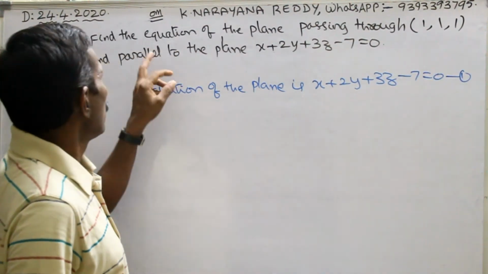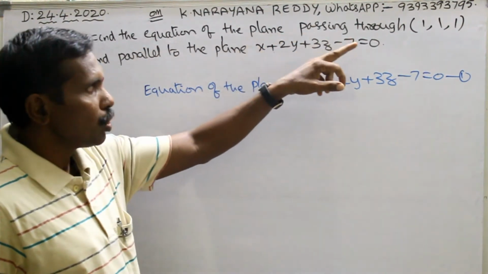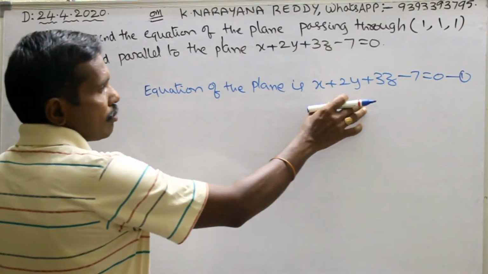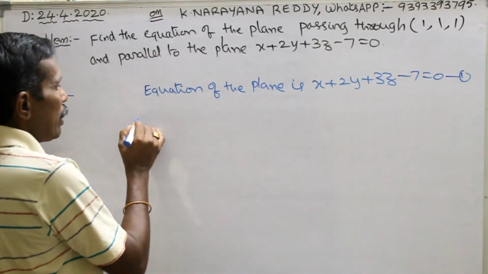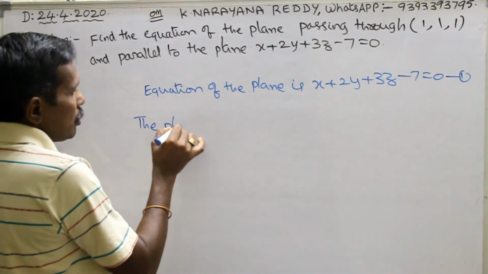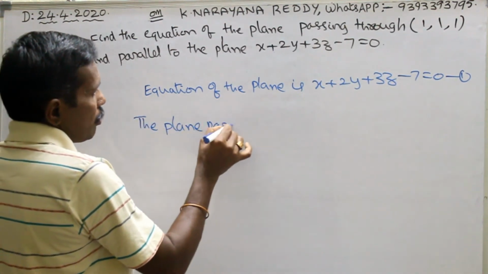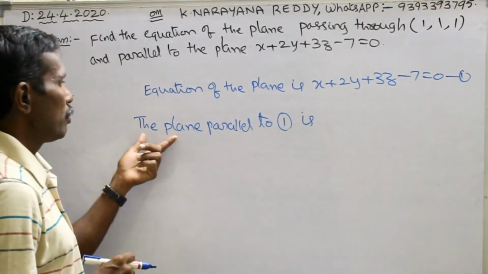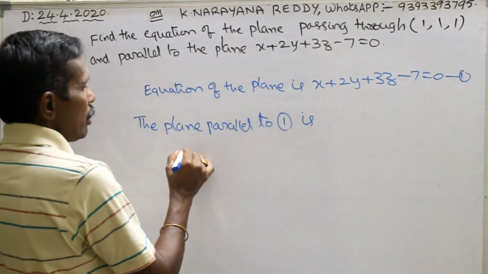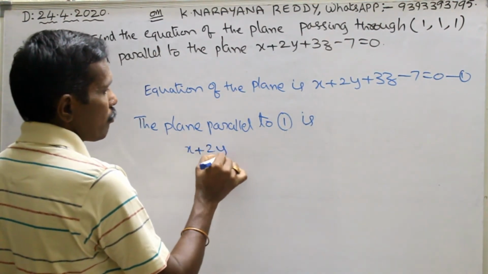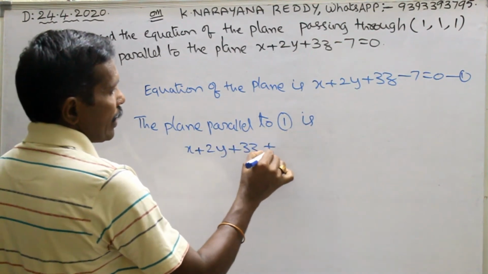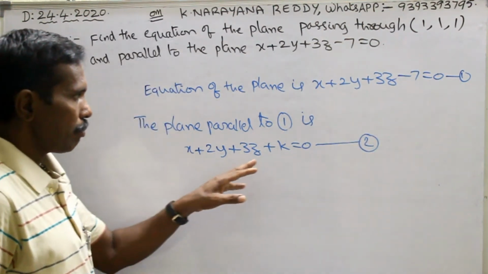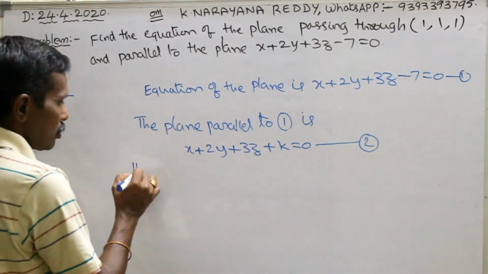Now, find the equation of the plane passing through the point 1, 1, 1 and parallel to the plane. This is the given plane. The plane parallel to 1 is x plus 2y plus 3z plus k equals 0. This is number 2. Parallel means we can add plus k, that's all.